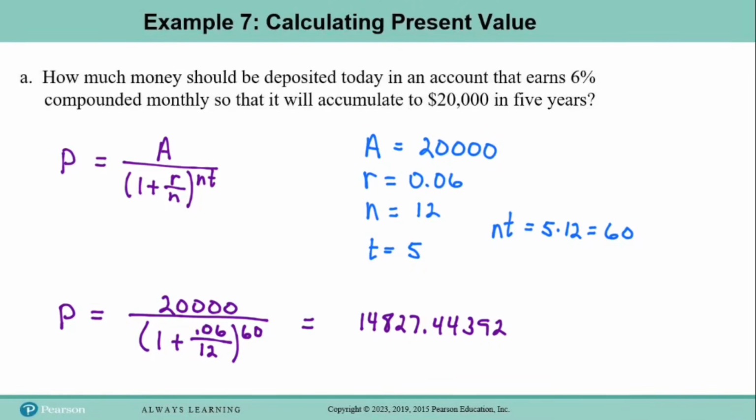Now, we know that when we calculate present value, we always round up. So even though this next decimal place is not large enough to cause me to round up according to the rounding rules, we always round up anyway. So this 4 is going to change to a 5, and our present value that we invest to achieve $20,000 in 5 years would need to be $14,827.45.